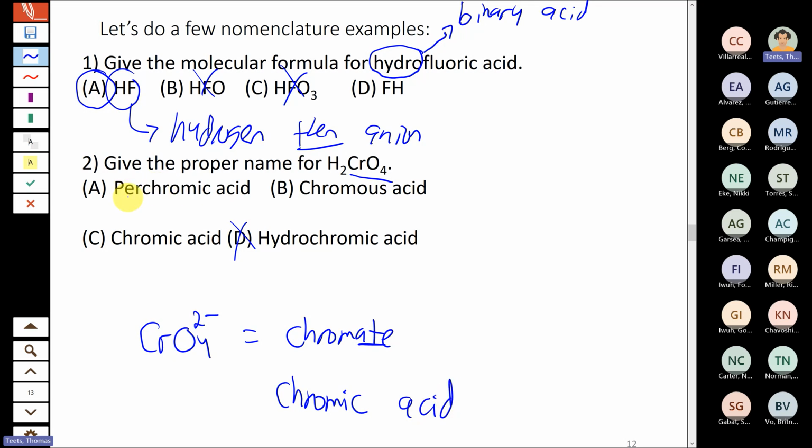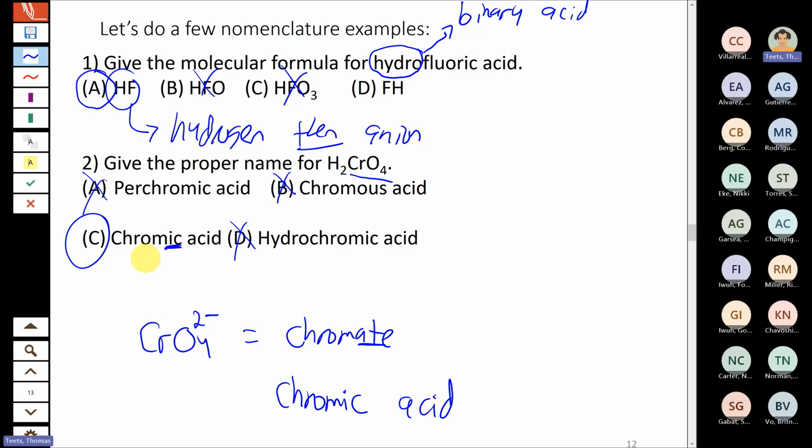There's no per in the name of that anion. Chromous would be if it was chromite, which I don't even think exists. That one's wrong, but IC is the correct ending for that. So we go with choice C there. If the anion ends in ATE, the acid takes the IC as its suffix. All right, any questions on nomenclature?